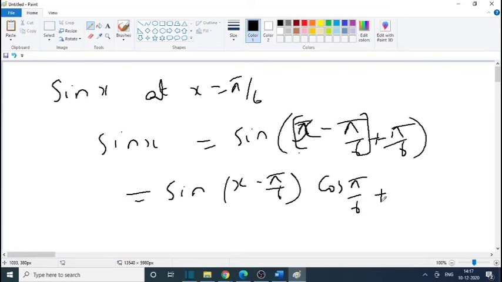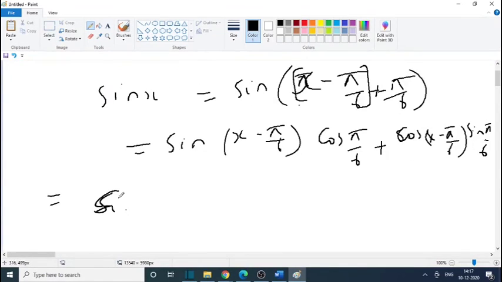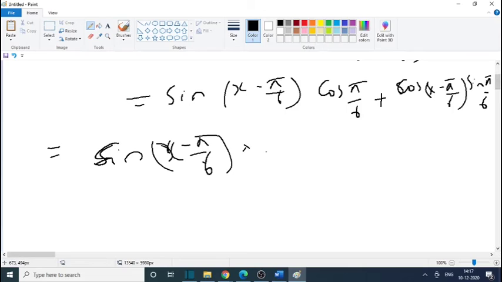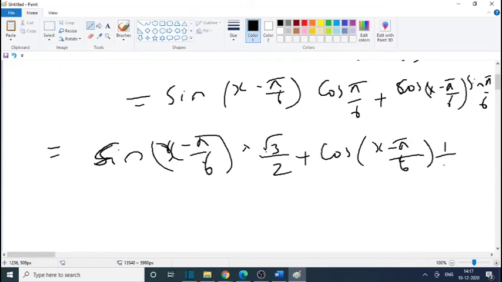plus cos (x minus pi by 6) sin pi by 6. This is sin (x minus pi by 6) into cos pi by 6. Pi by 6, cos value is, pi is 180 by 6, 30, root 3 by 2, plus cos (x minus pi by 6) sin pi by 6, which is 1 by 2.